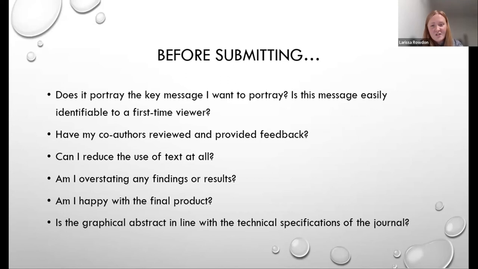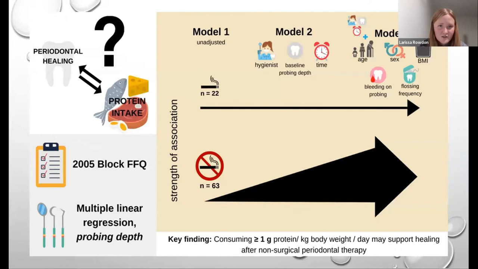Ultimately, am I happy with the final product? And is the graphical abstract that I'm submitting in line with the technical specifications from the journal? So my final product ended up looking like this. Again, I tried to highlight the protein intake there, tried to minimize text. Obviously, far from perfect, there's still things that I would change. But again, I was trying to incorporate that key finding, or my SMIT. So that would be my example.